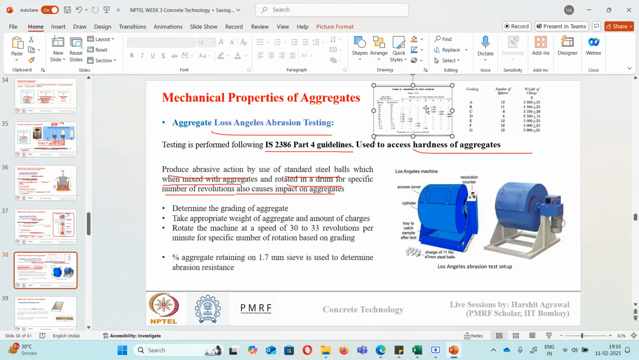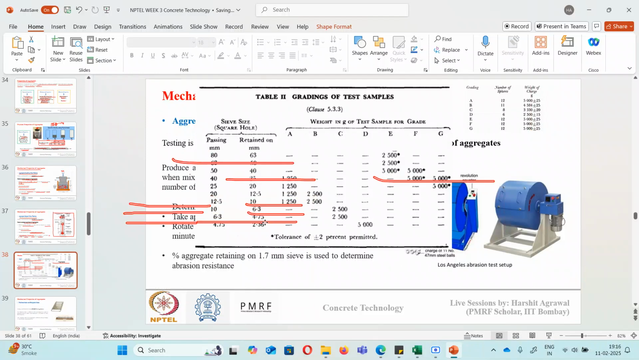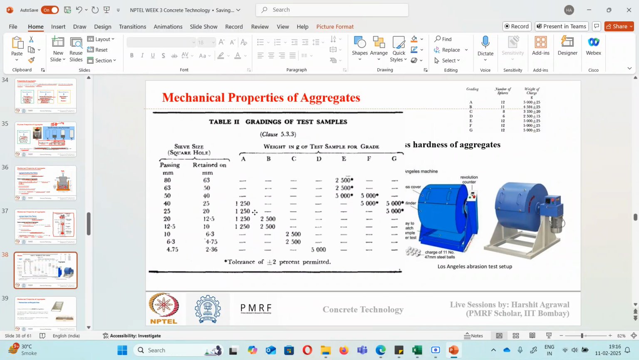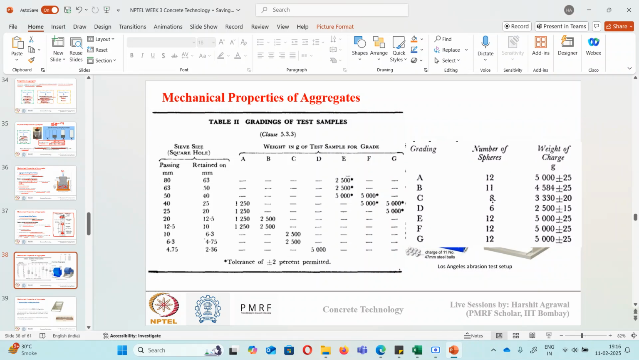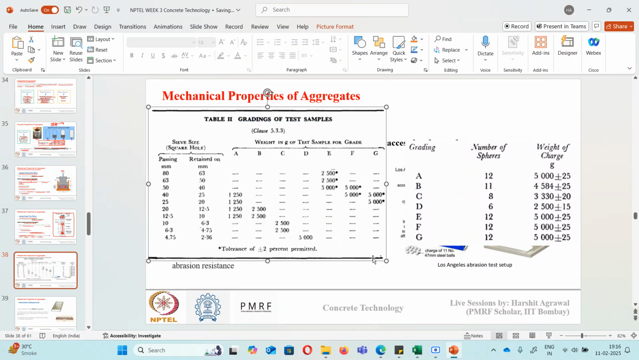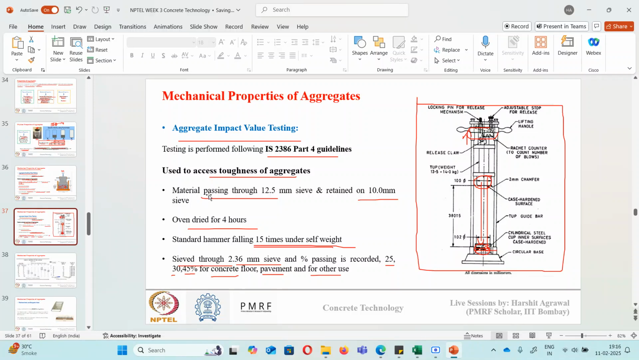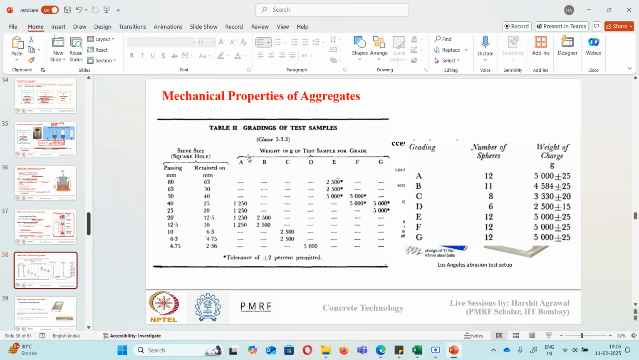You can see here I have two tables that I have taken from IS 2386. I will just enlarge those tables. I have this Table 1, and I have this Table 2. Unlike the other two tests we saw, where we take material passing 12.5 mm and retained on 10 mm, here we don't do that. Suppose I have an aggregate batch of 1 kg. I will first do the sieve analysis and see in which category my aggregates lie, whether they are of grade A, B, C, D, E, F or G.